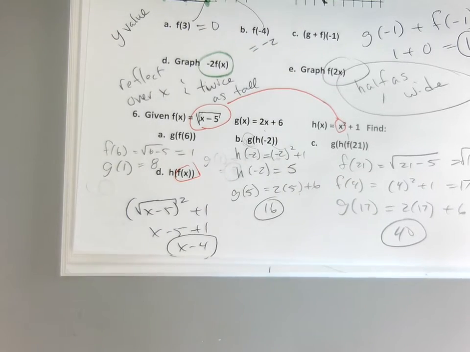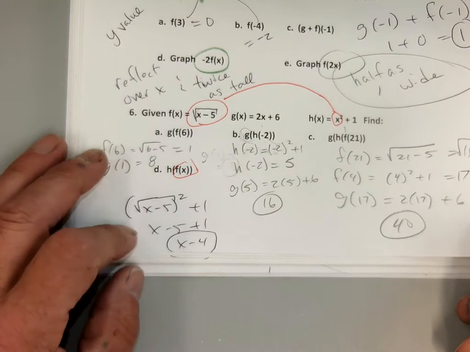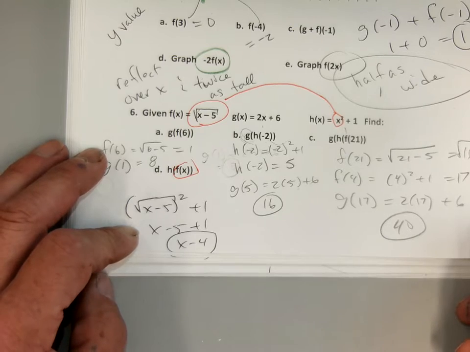How am I doing? Good. Okay, give me a thumbs up. Oh wait, absolutely. I warned you, I said sometimes I go too fast, don't I? And then I make mistakes, right? Okay, turn the page. All right.